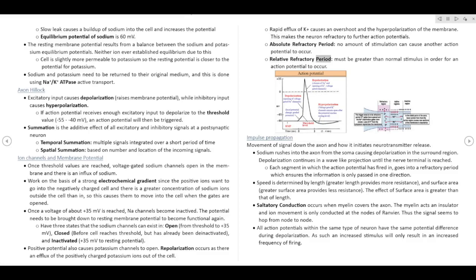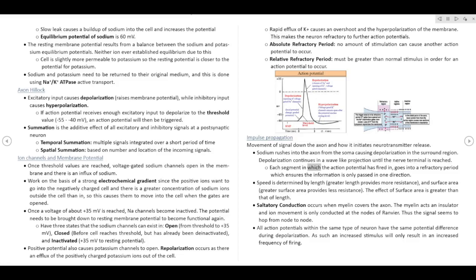Relative refractory period: the stimulus must be greater than normal in order for an action potential to occur. Impulse propagation: movement of the signal down the axon and how it initiates neurotransmitter release. Sodium rushes into the axon from the soma, causing depolarization in the surrounding region. Depolarization continues in a wave-like projection until the nerve terminal is reached.